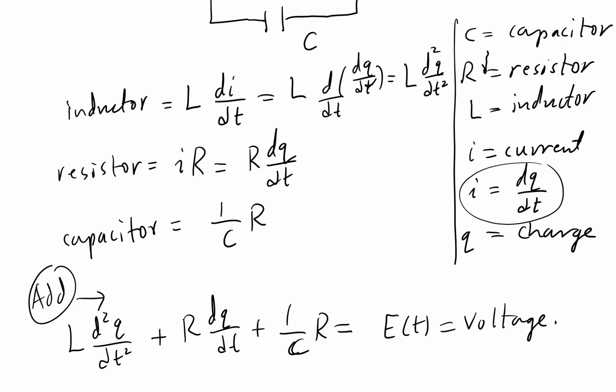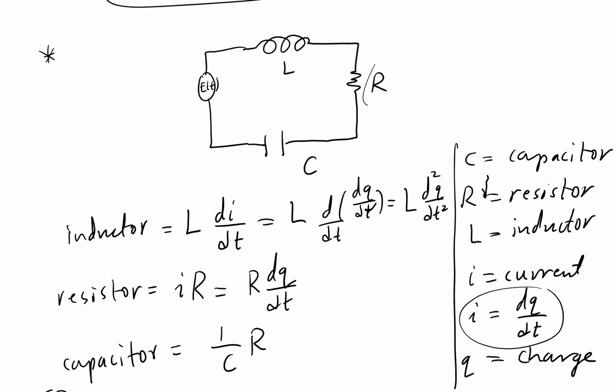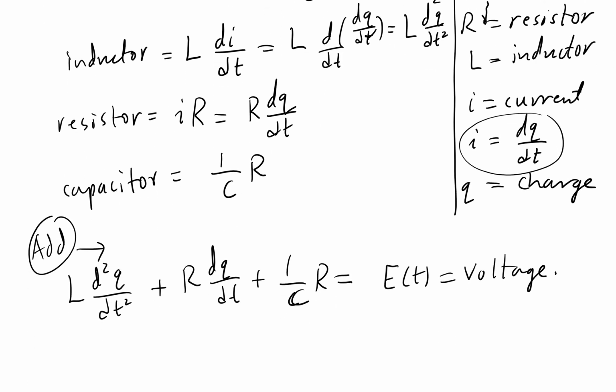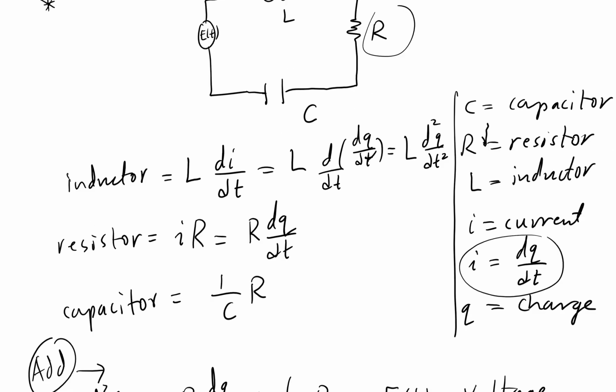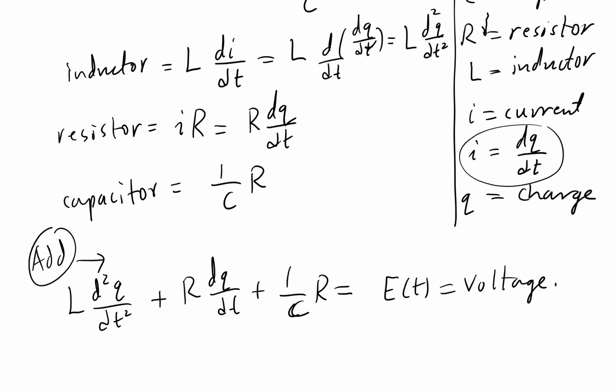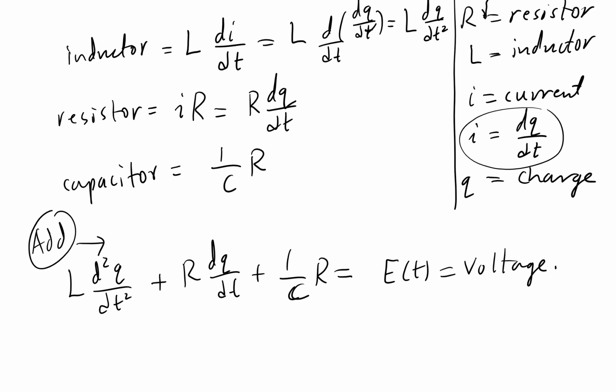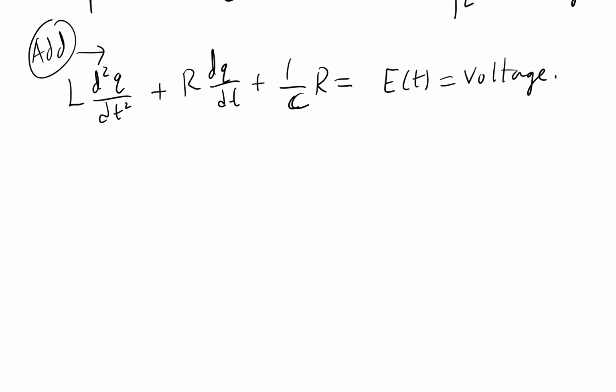Good to know. If any of those things is missing, let's say if R is missing, then the part that has R would be gone. If L is missing, the part that has L would be gone. If C is missing, the part that has C would be gone. So let's look at an example. So that's E of t.